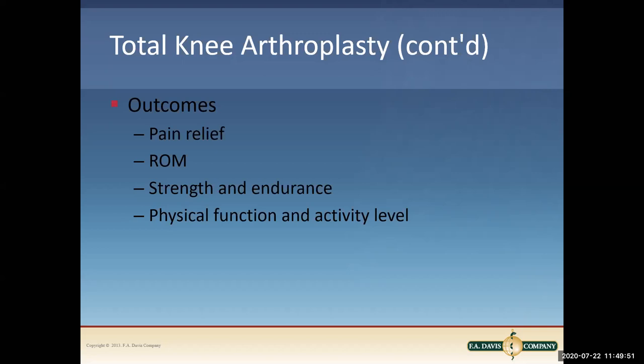Functionally, we want them to have about a 3 strength grade. We want them to be able to go against gravity. A 4 would be ideal and a 5 would be perfect, right? But yeah, 2+, 3 is kind of where we want them. And then for endurance level and functional activity level, ideally they want to be able to tolerate at least 30 to 45 minutes of therapy, right? So 30 to 45 minutes of therapy is ideal.